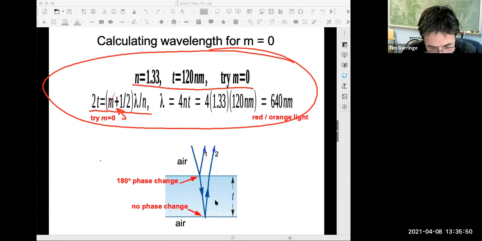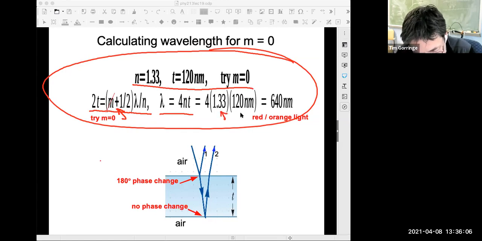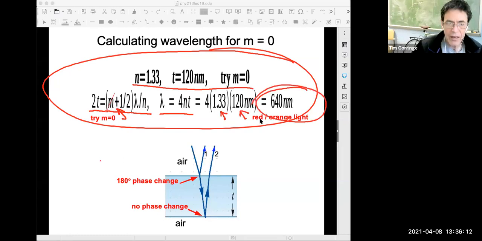I'm going to stick in m equals 0 there. If I rearrange the equation, then I get this equation for the wavelength of the light that's going to create 0th order constructive interference. I know the refractive index of the water, and I know the thickness of the soap bubble, so I can plug them all in, and hey presto, like a magician, I get a wavelength of light, and it's 640 nanometers. That is visible light. That is red visible light. And so with this thickness of soap bubble, I see a bright fringe of red light reflected off that soap bubble.